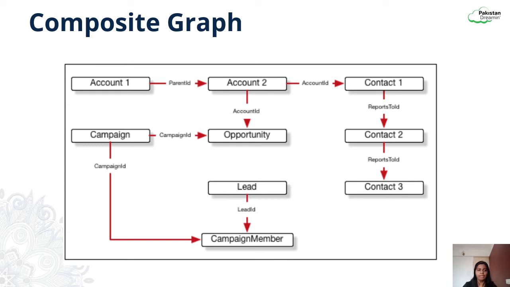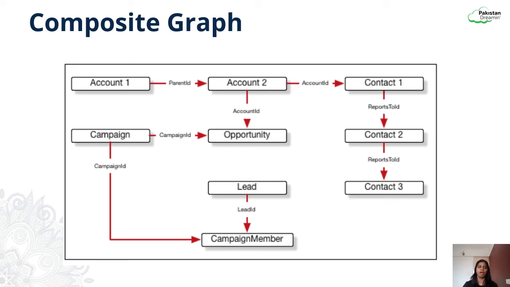So here I have given a sample representation of composite graph. How complex we can have these composite graphs. So first is account. Under account we can have account 2, which is again having a related contact, and on contact there is a related contact 2. There is another contact 3 which is related to contact 2. Then there is campaign which is related to opportunity, and account 2 is also related to the opportunity. Also there is campaign member and lead.